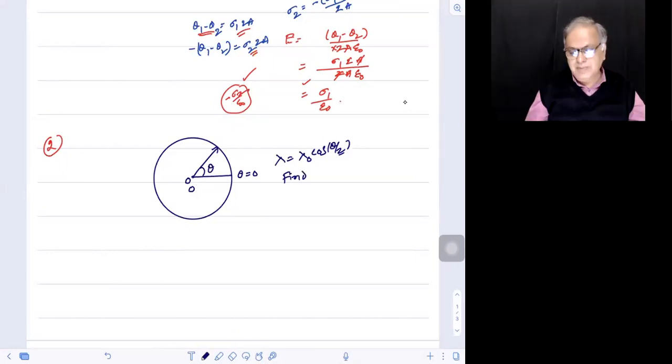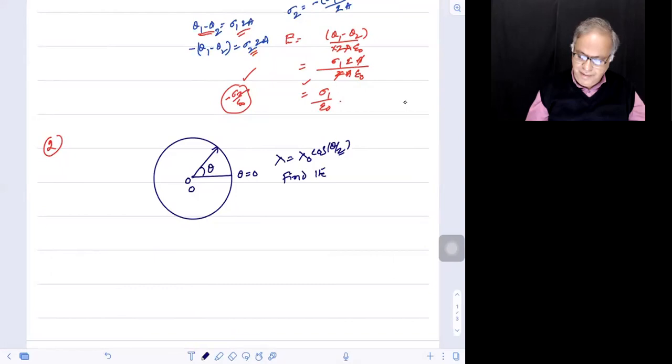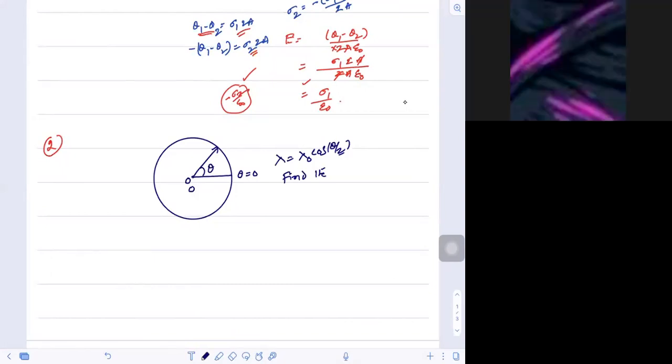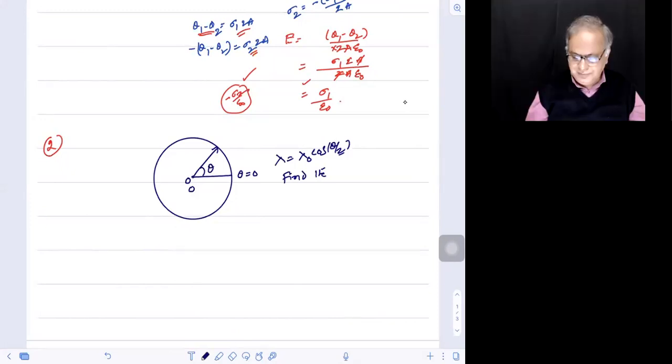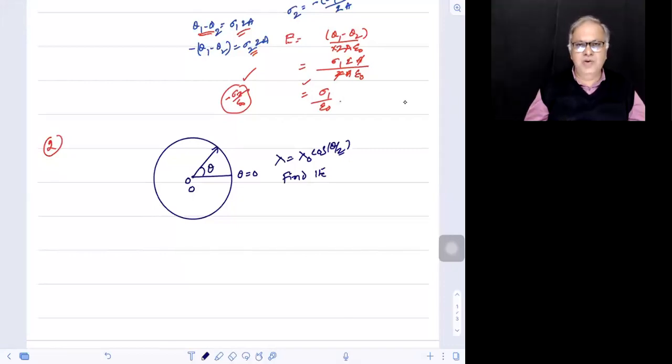When I give lambda equals lambda 0 cos theta by 2, can I say the whole charge is plus or minus, or plus somewhere and minus somewhere? Is cos theta positive in all the quadrants? No, sir. It is negative in the second and third quadrants, so the charge is not all positive or all negative. Anyway, that is the intuitive understanding, but maths will also give you the answer.